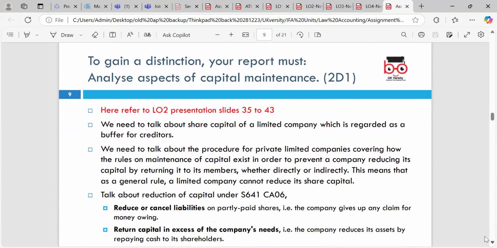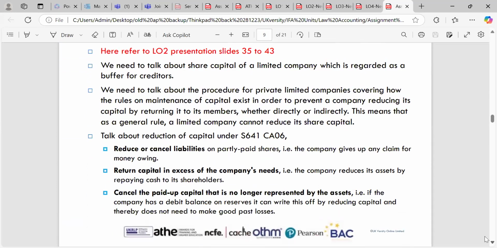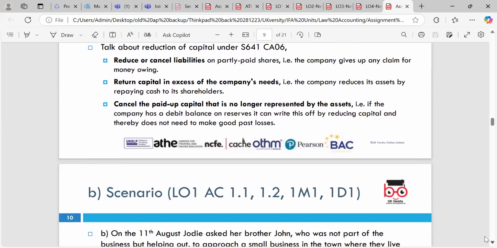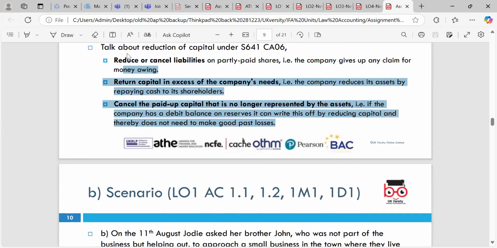So if you look at discussing the section of the Companies Act, capital under section 641 of the Companies Act 2006: reduce or cancel liabilities and return capital in excess of the company's needs, cancel the paid-up capital and so on. So that comes under all of this. This is our LO2, which is in Task 1. First we are looking at this. Any questions?